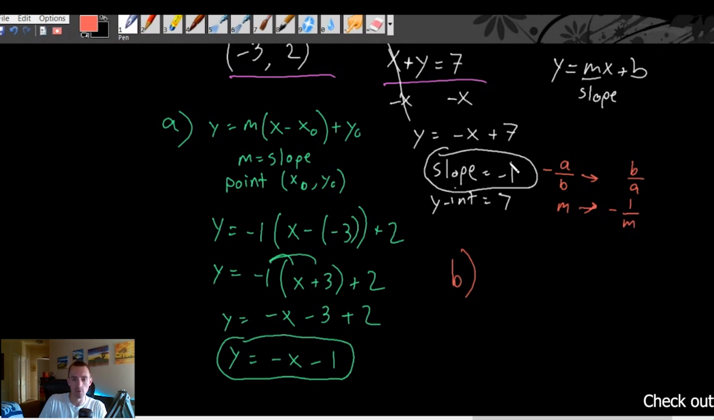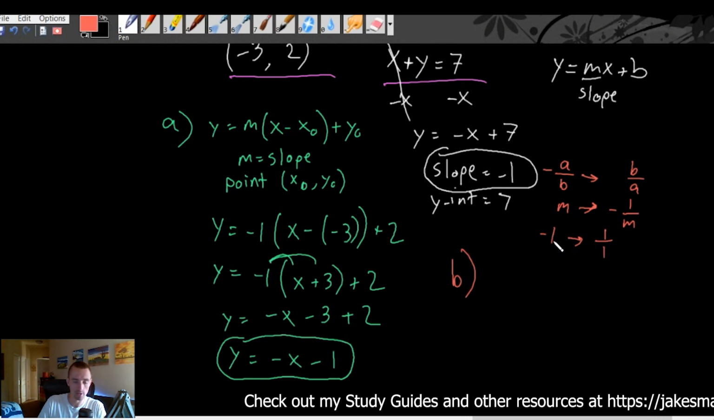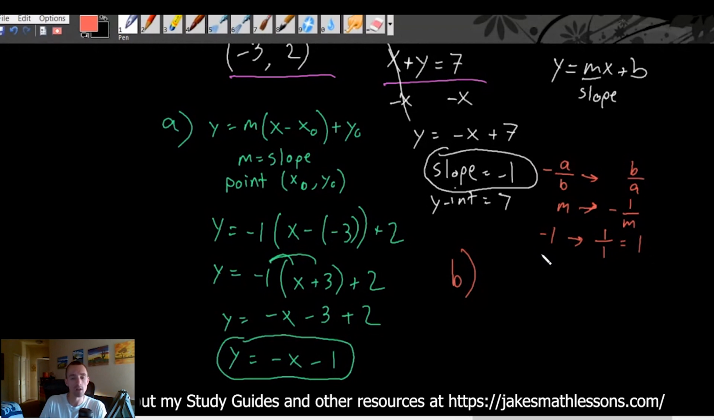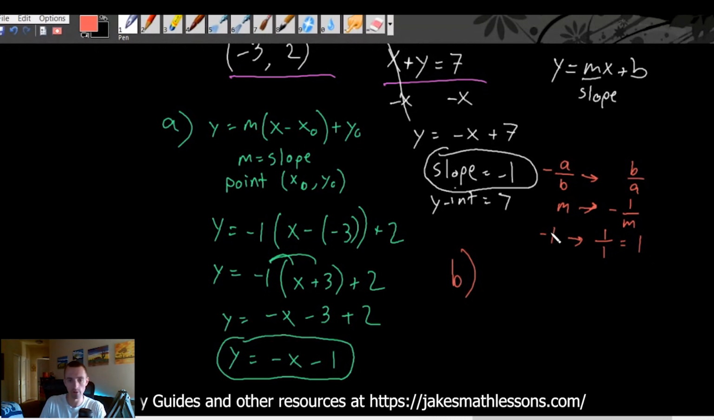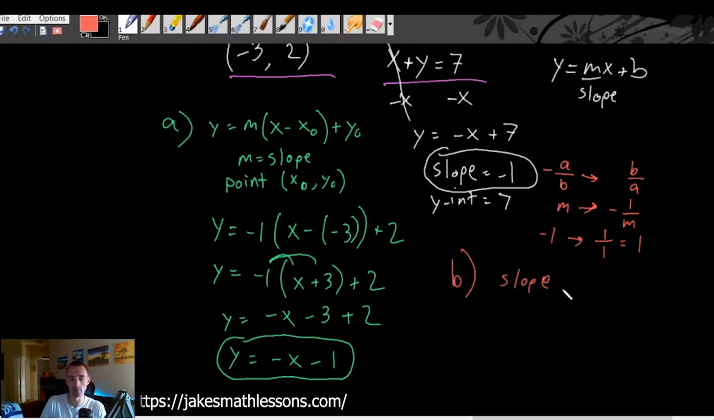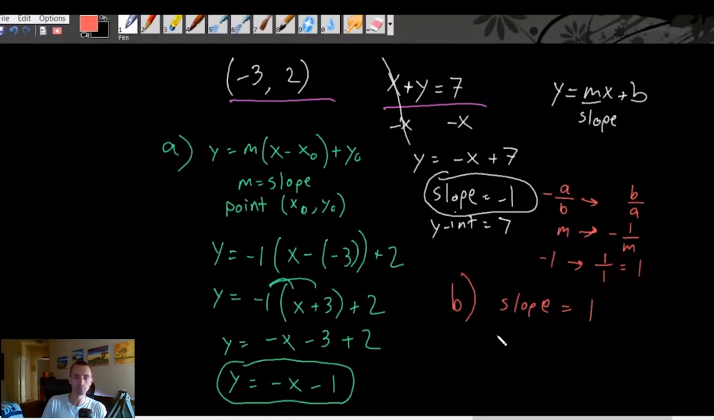So in this case, we have a slope of -1. The negative reciprocal of that is going to be positive, because this is negative, and then it's just going to be 1 over whatever that is. In this case, 1 over 1 is just 1. So the negative reciprocal of -1 is just +1. So we know that the slope of the line that we're trying to create in part B, the slope that is perpendicular to a slope of -1, is just +1. Okay, so now we know we need to make a line that has a slope of 1.